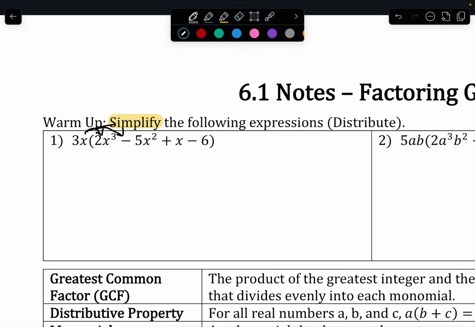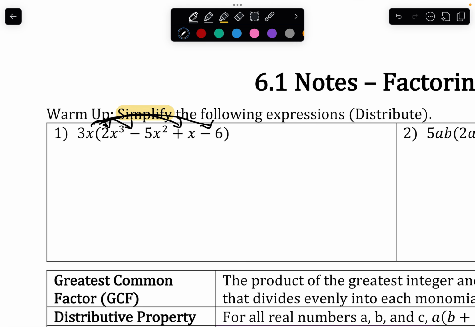Okay, and so we are distributing a 3x to all four terms. And so when you do this distribution, you multiply coefficients, which are the big numbers in front. You multiply the coefficients, but you add exponents. Okay, and so 3 times 2 is 6. X to the first times x to the third would give us 4 copies of x. And then 3 times -5 is -15. X times x squared would give me x cubed.